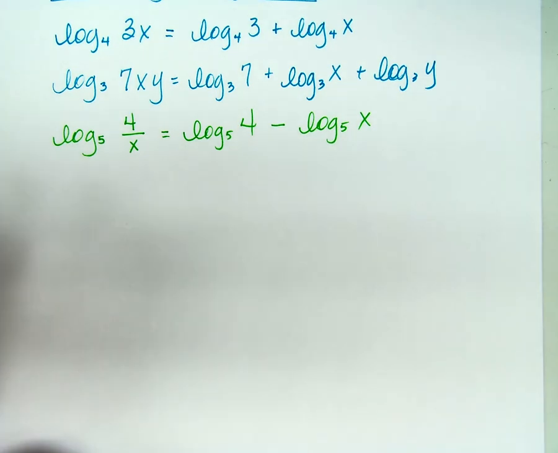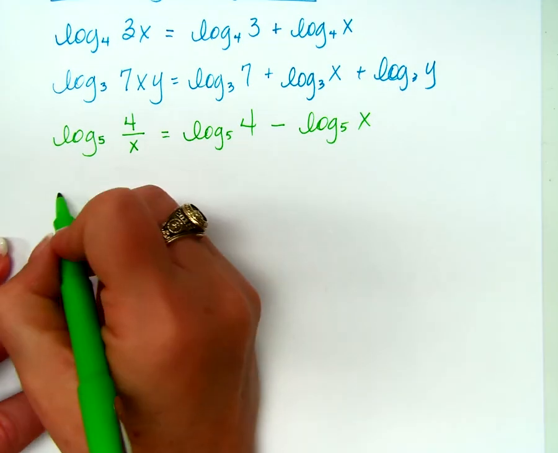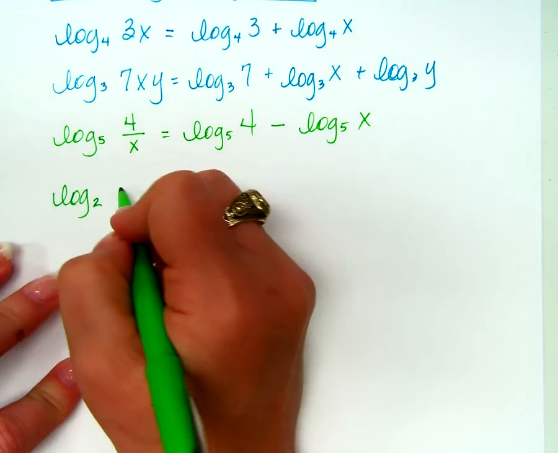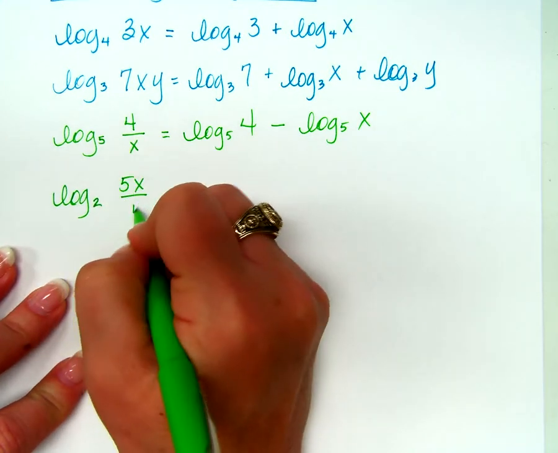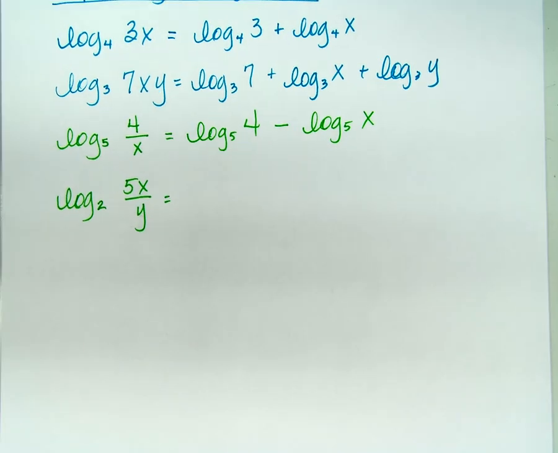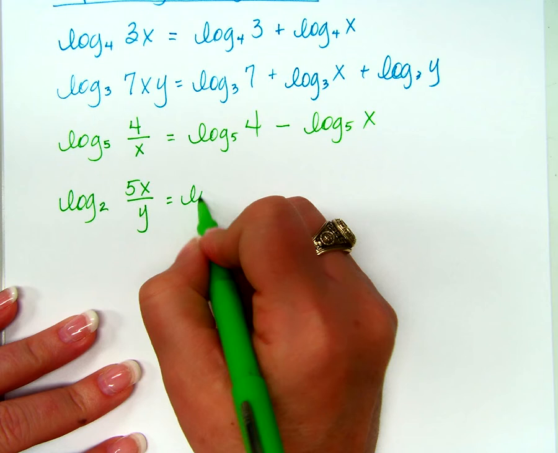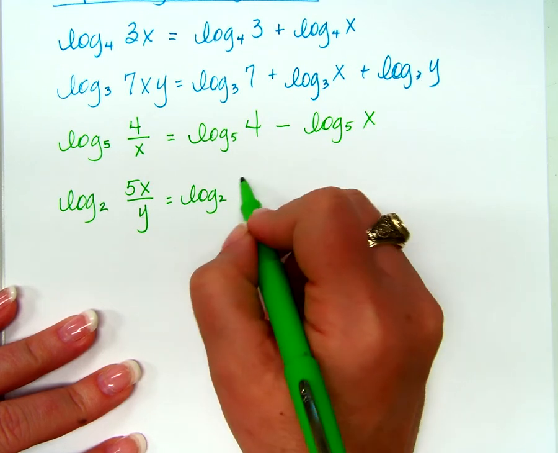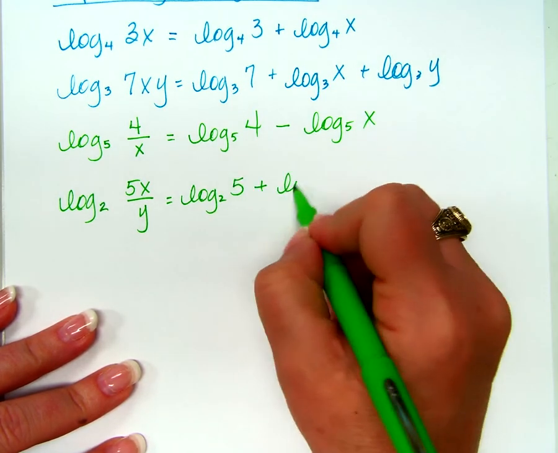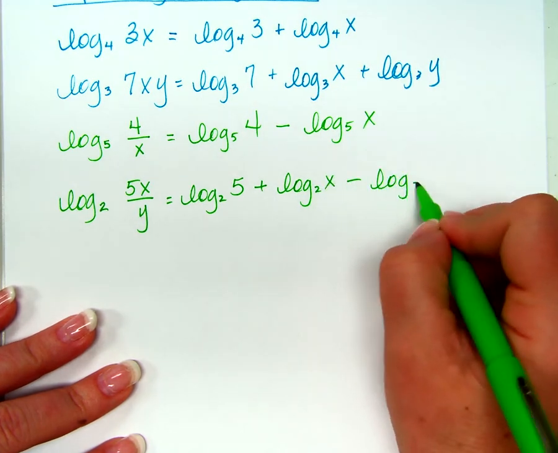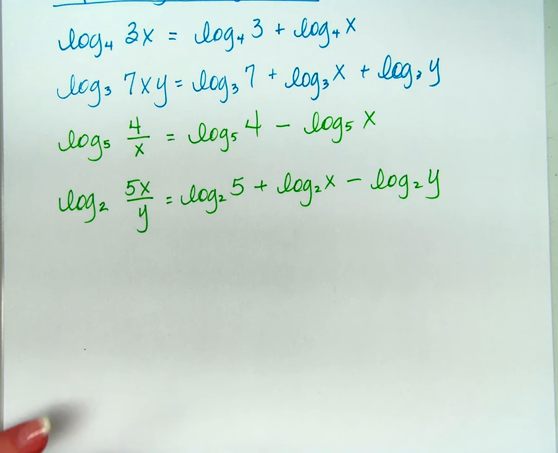Then what they're going to do is they're going to put all this stuff together. Log base 2 of 5x over y. What do you think? Log base 2 of 5, log base 2 of x minus log base 2 of y. Oh, that's great. Good teamwork.